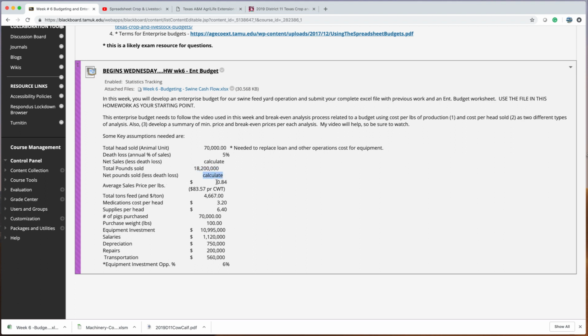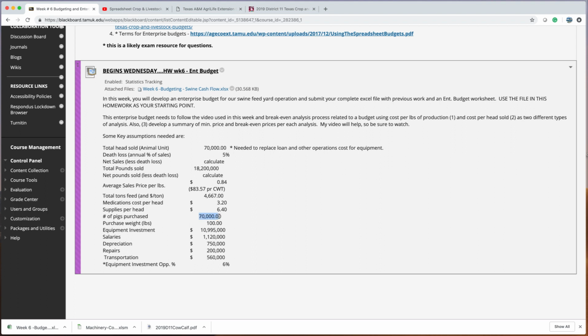As far as what we're selling them for, we're selling them at 84 cents a pound as we did before, but on average, because we changed that a little bit, that's actually 83.57 per hundredweight. You're going to need that in your budget. Total tonnage of feed, looks like we're feeding 4,667 tons, and that's going to be something you're going to use. The dollar per ton price there can be calculated based on our cost. 320 is the medication, 640 is the supplies per head.